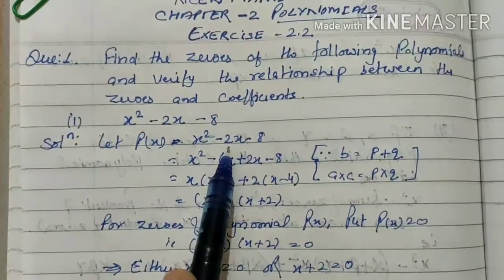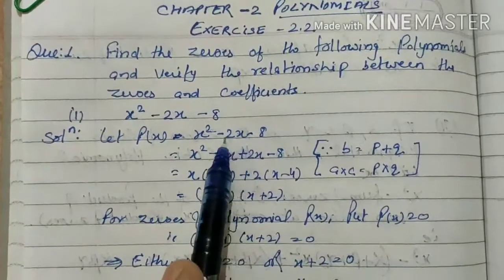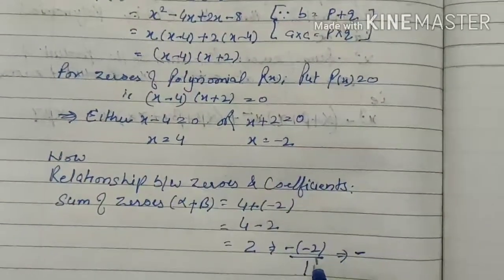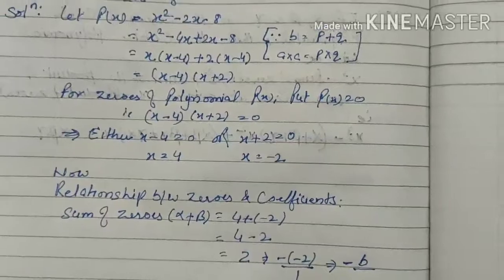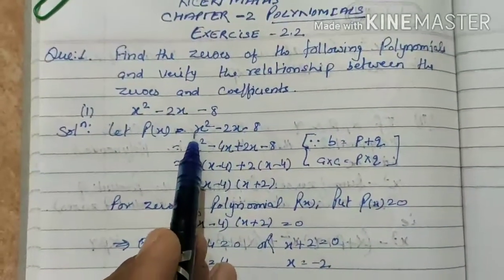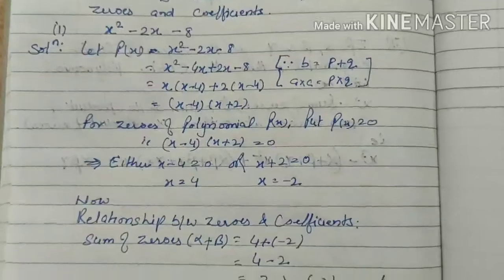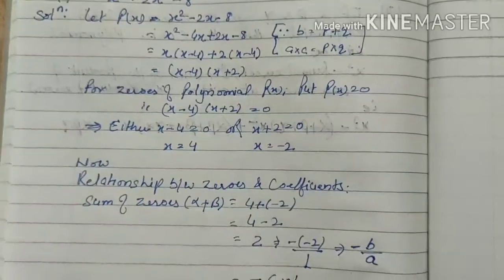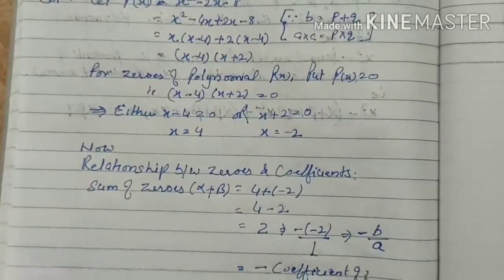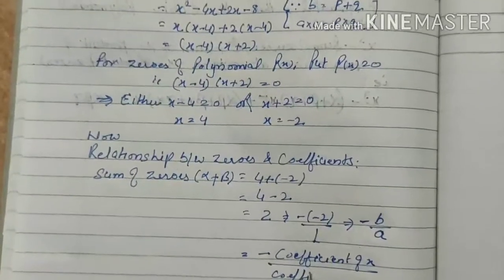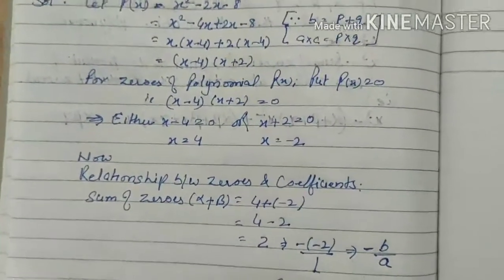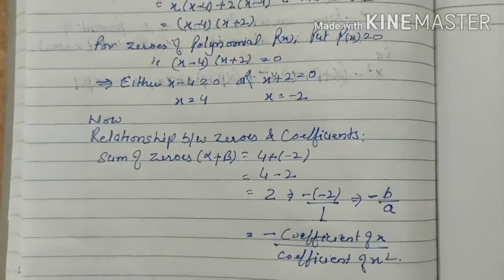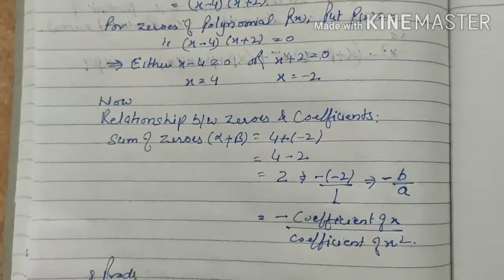So this is b. As we know, the coefficient of x square is a, the coefficient of x is b, and the constant term is c. So minus 2 is b. So we can write it as minus of b upon 1, and 1 we can see here, x square's coefficient is 1. So this is a. So minus b by a. So you can see minus of b, that is the coefficient of x, upon the coefficient of x square. So this is the relationship between the zeros and coefficients.